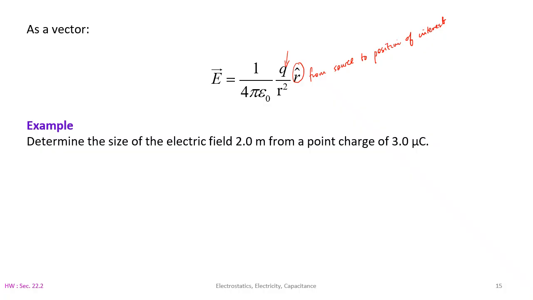So let's work through an example. Find the size of the electric field 2 meters from a point charge of 3 microcoulombs. So here's my source charge. It is 3 microcoulombs. And I want to find the electric field 2 meters away. So it could be 2 meters here, 2 meters there. In fact, I'm sure you realize that what we're going to be doing is working out the electric field anywhere on the circumference of a circle that has a radius of 2 meters.